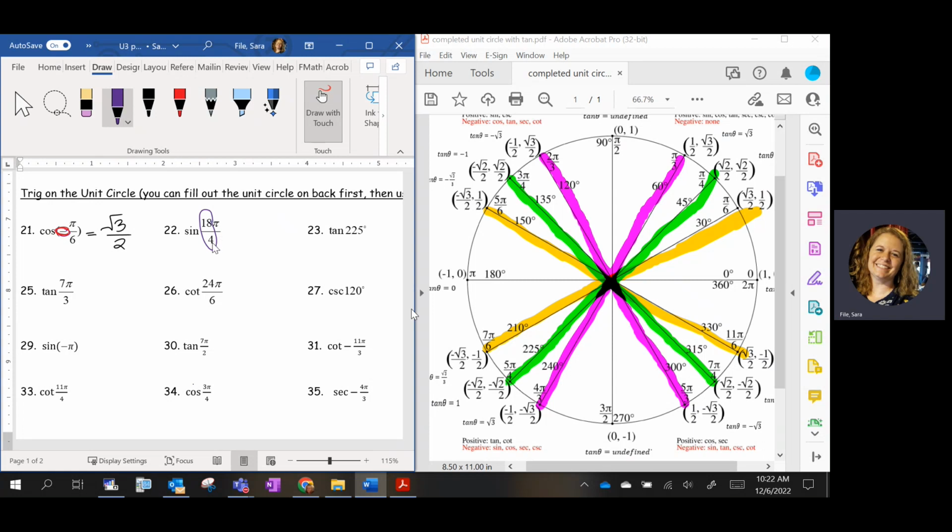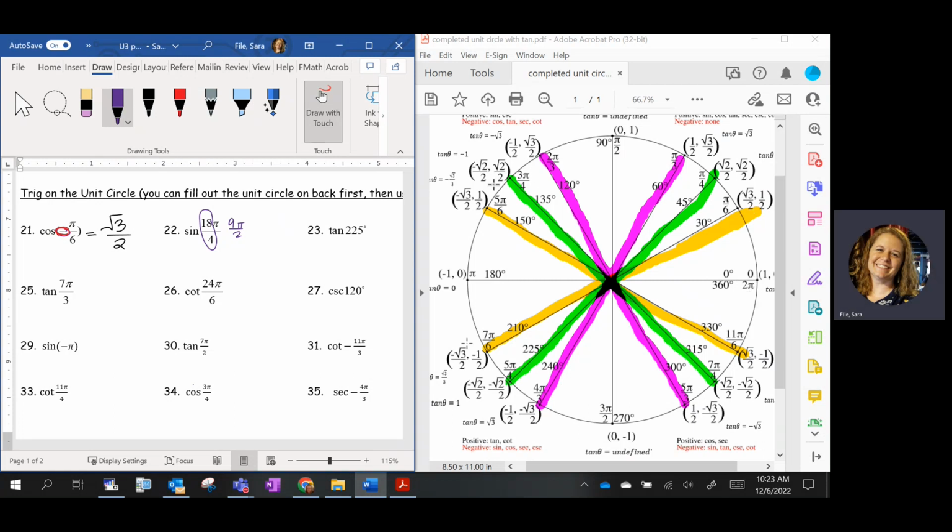What is 18 fourths reduced to? 9. So instead of 18 pi fourths, I'm going to rewrite that as 9 pi halves. Okay, that's still not on my unit circle, but notice halves, those are the quadrantals. Those are the ones where you're on the X or Y axis. Okay, so if I go around a full circle, that would be 4 pi halves, wouldn't it? 2 pi would be 4 halves.